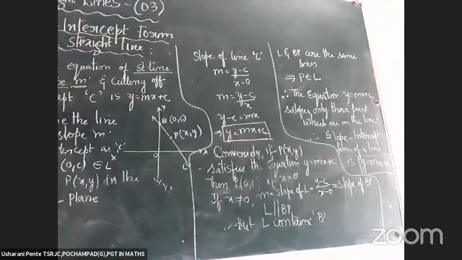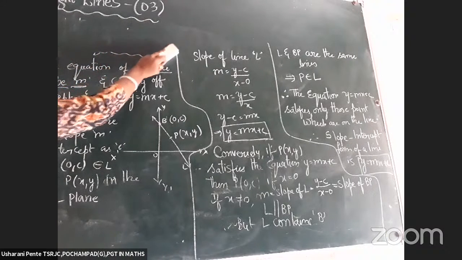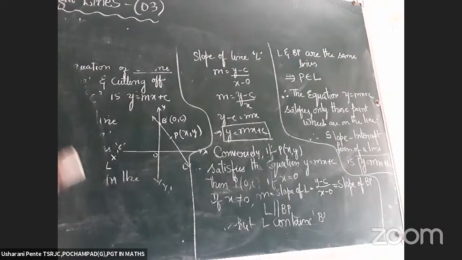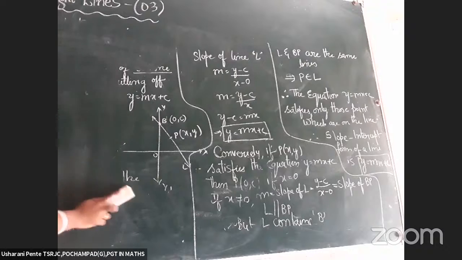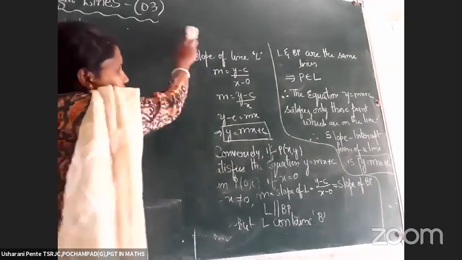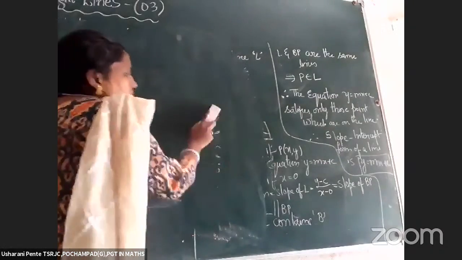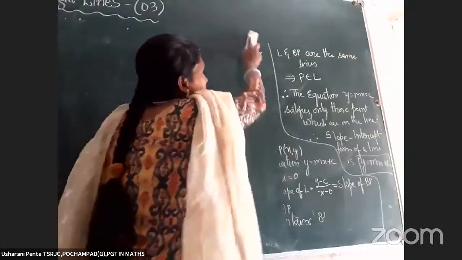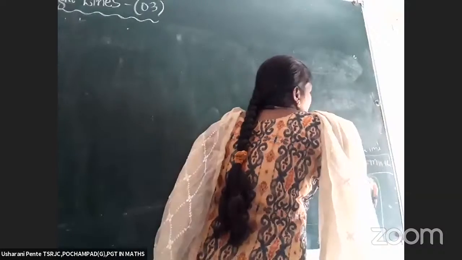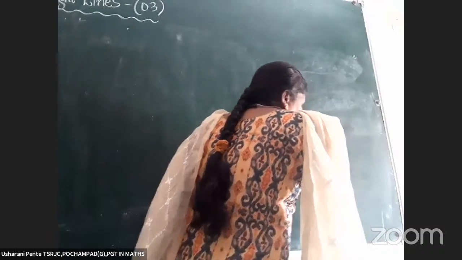Hope you all have understood the slope-intercept form of a straight line, that is y is equal to mx plus c. We will see an example or a sample problem regarding this, which is given in a textbook. Let us have a look at the problem.